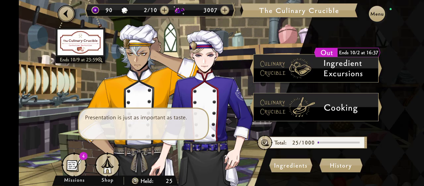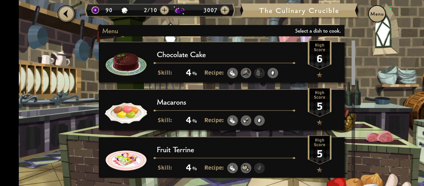Got a couple of the recipes unlocked, so we'll go over those, and then we'll try to trial and error our way through to the other one. So we've got, I want to say five, maybe four. So they always give you the first recipe right away.